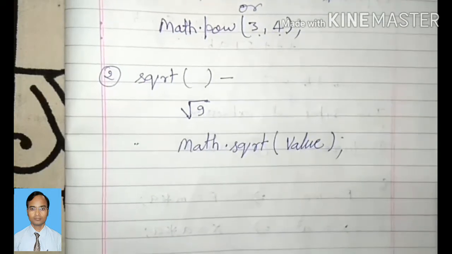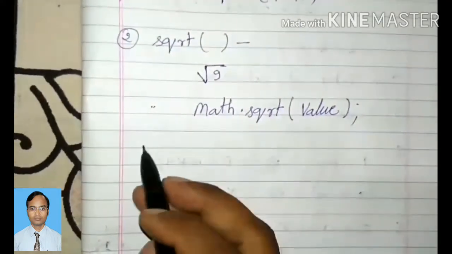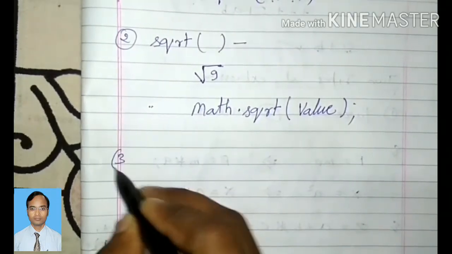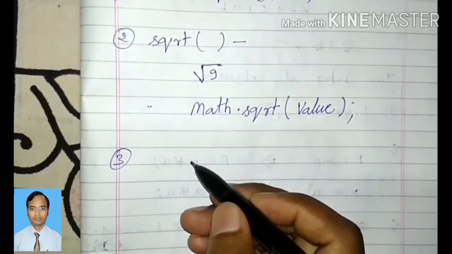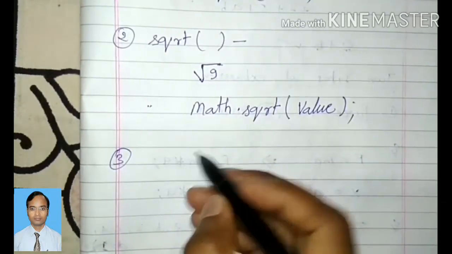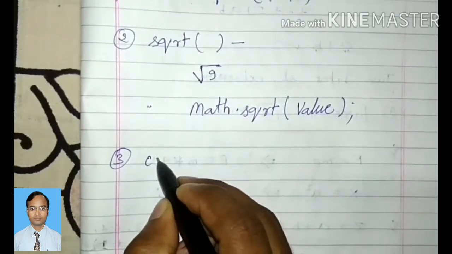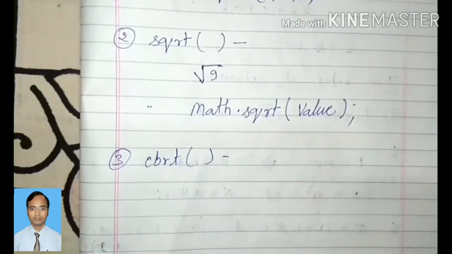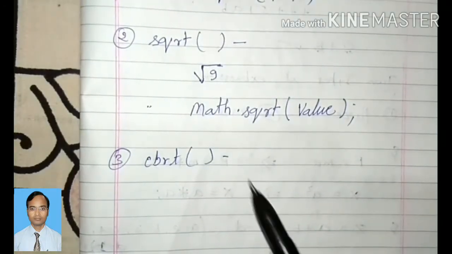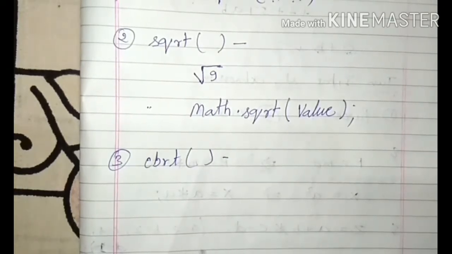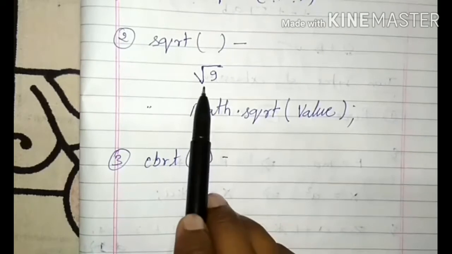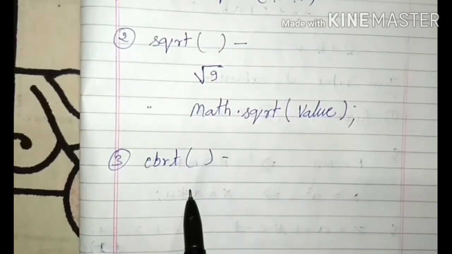Okay, same thing, suppose if you want to calculate the cube root, then you can use Cbrt. Okay, Cbrt. What is the Cbrt? The Cbrt method of the Math class is used to calculate the cube root. Okay, mind this point, cube root. This is the square root and this is used to calculate the cube root.